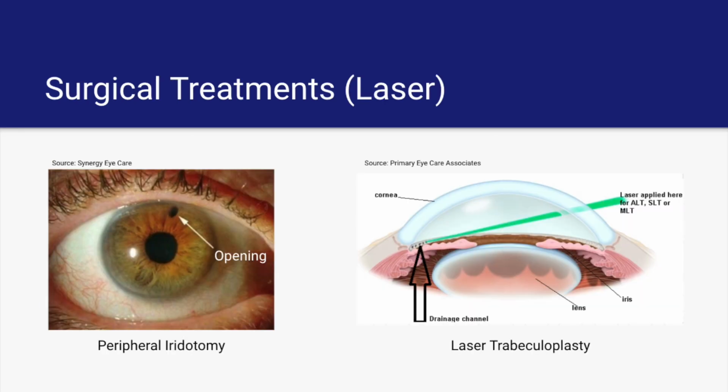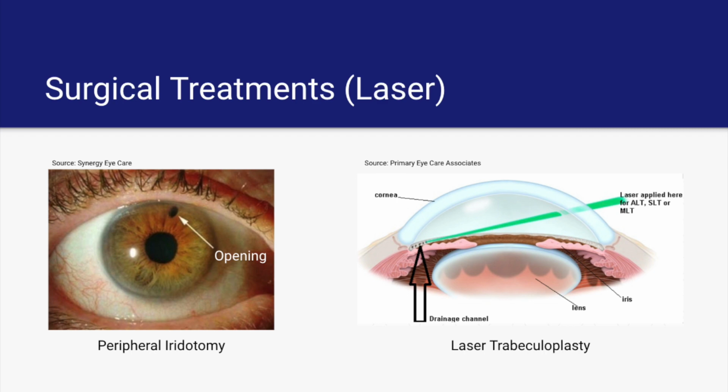As for surgeries, laser treatments are usually given before more invasive procedures. For closed-angle cases, a peripheral iridotomy is done, where an ophthalmologist will use a laser to make a hole in the iris so aqueous fluid can come from behind to relieve pressure buildup inside the eye. For open-angle cases, laser trabeculoplasty can be done, where a laser is shot into the chamber angle and trabecular meshwork to open them up, allowing aqueous fluid to get inside.